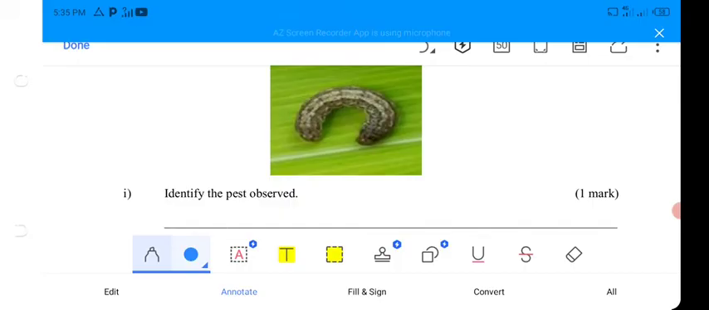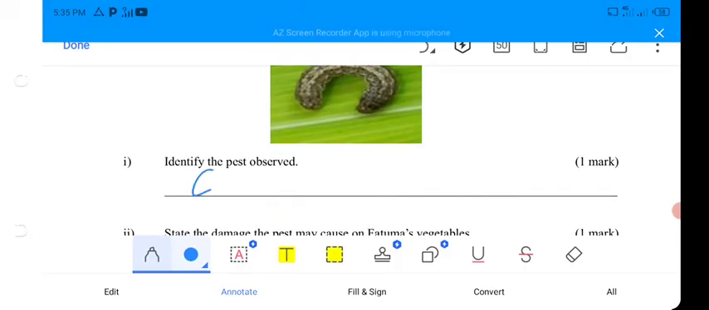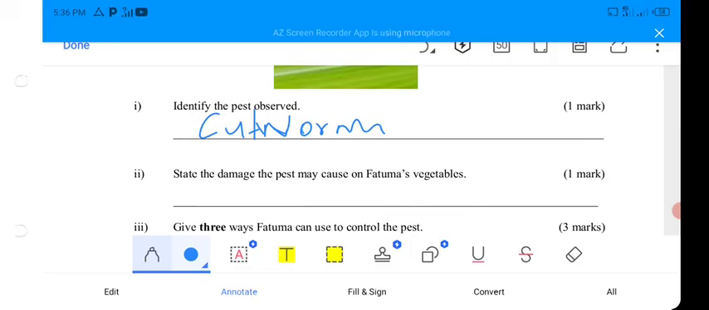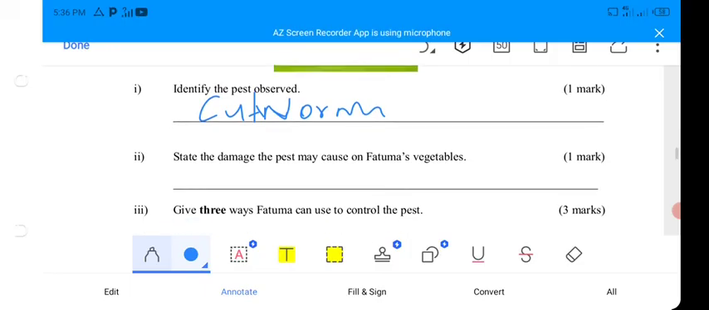So that pest is a cutworm. Don't confuse it with a caterpillar. A caterpillar has legs in front and backward, and most of the time it is green in color. The one that is curved like that is the cutworm. What can the pest cause to Fatuma's vegetables?